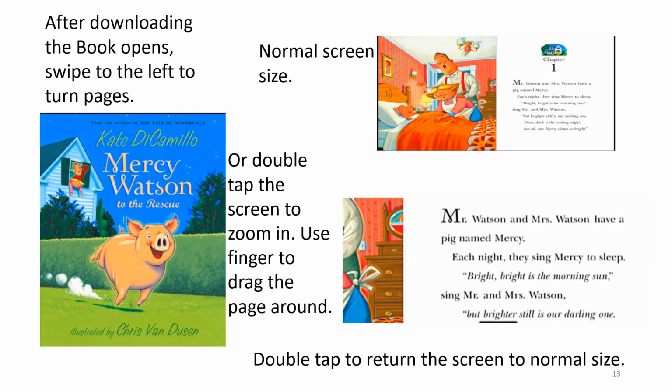After downloading, the book opens. Swipe to the left to turn pages. Normal screen size. Or double tap the screen to zoom in. Use finger to drag the page around. Double tap to return the screen to normal size.